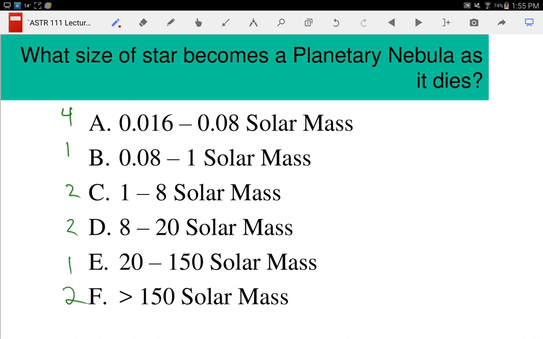Okay, so let's talk about these real quickly. What is A? What falls within the range of A? Nothing that is a star, but also nothing that is a planet. That's the brown dwarf region that's neither star nor planet. So these are brown dwarfs.